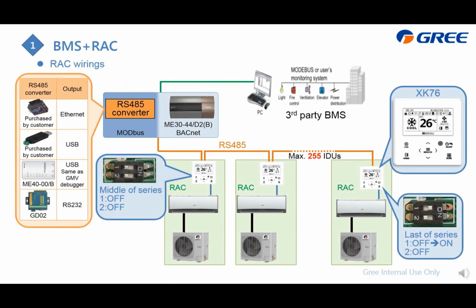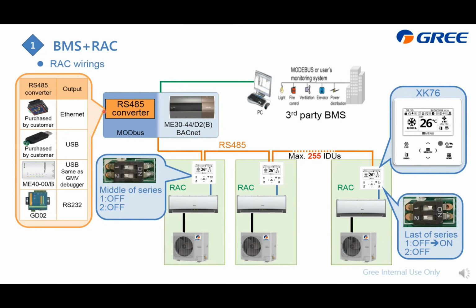This slide displays how to do the wiring from the RAC to the BMS system. In this case there are 3 RACs, and they output the signal from this adapter. Actually it is a wire controller and the output is already an RS485 signal. The protocol is Modbus, and you need to combine them together just like this. For one system we support up to 255 RAC indoor units.